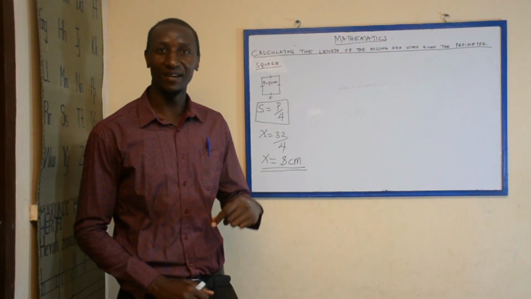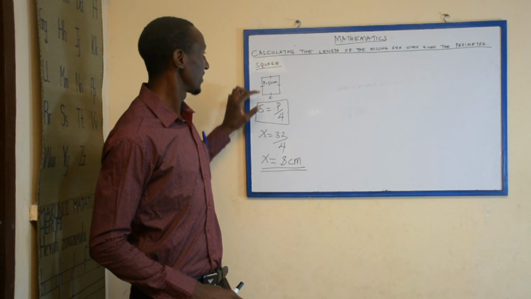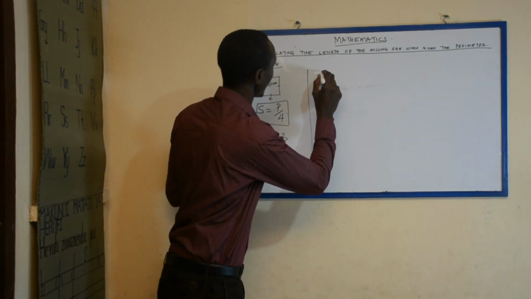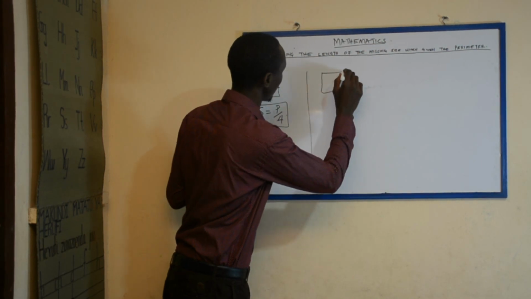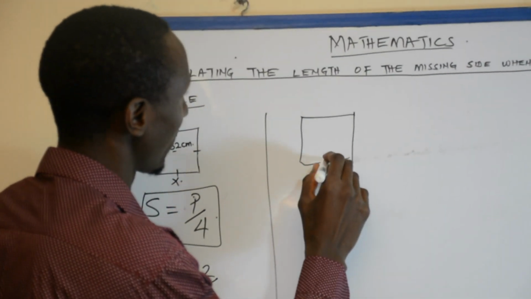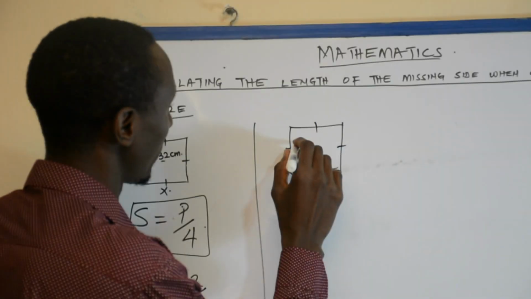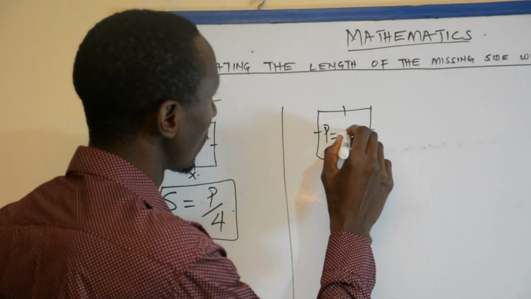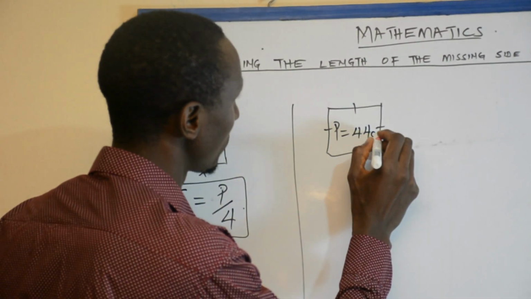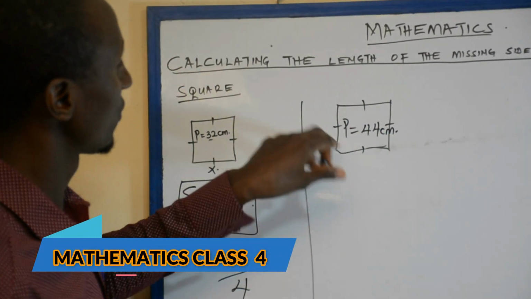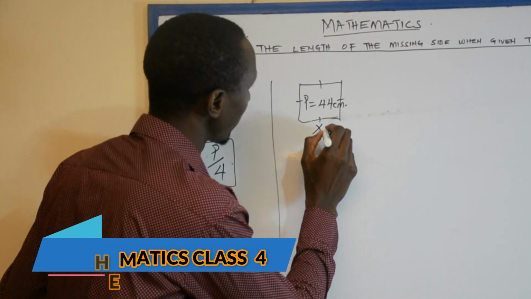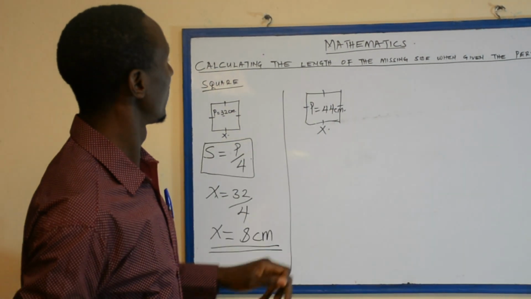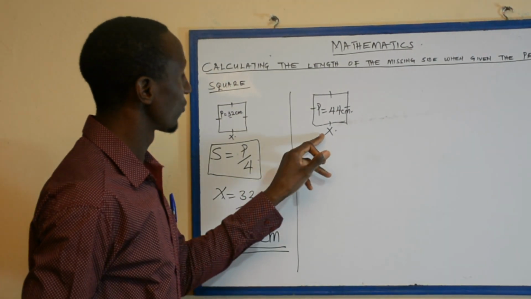Now let us look at example 2 of this very type. You're given a square like this one. And I told you square all sides are equal. Let us say the perimeter is equal to 44 centimeters. The perimeter of this figure. But now we want this side x. We want the length of this side. It has not been given. So we want to find it.